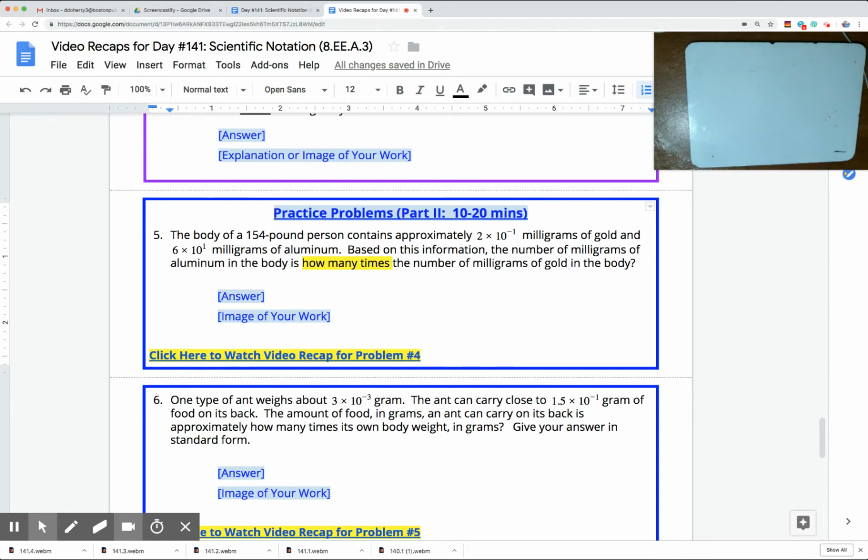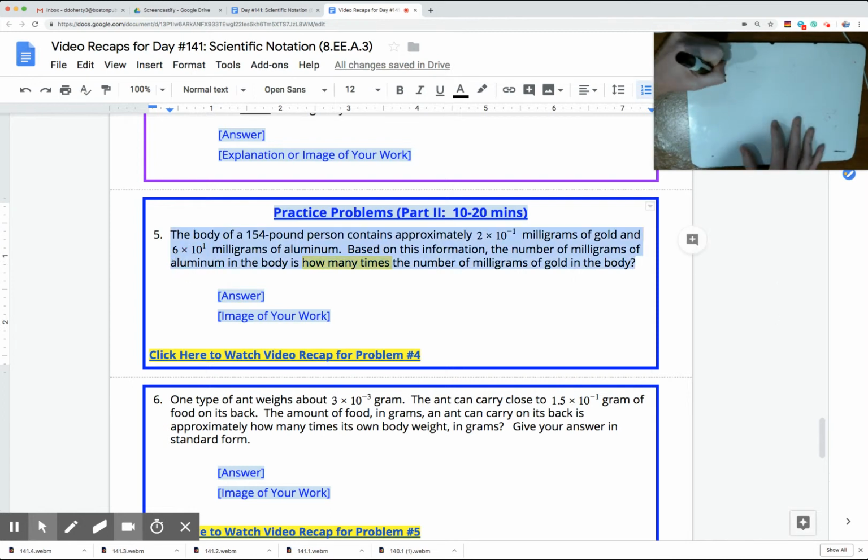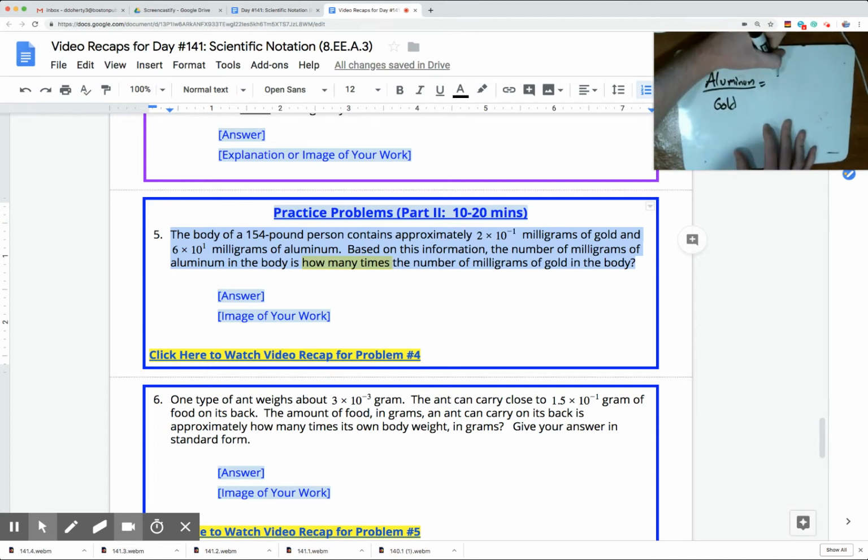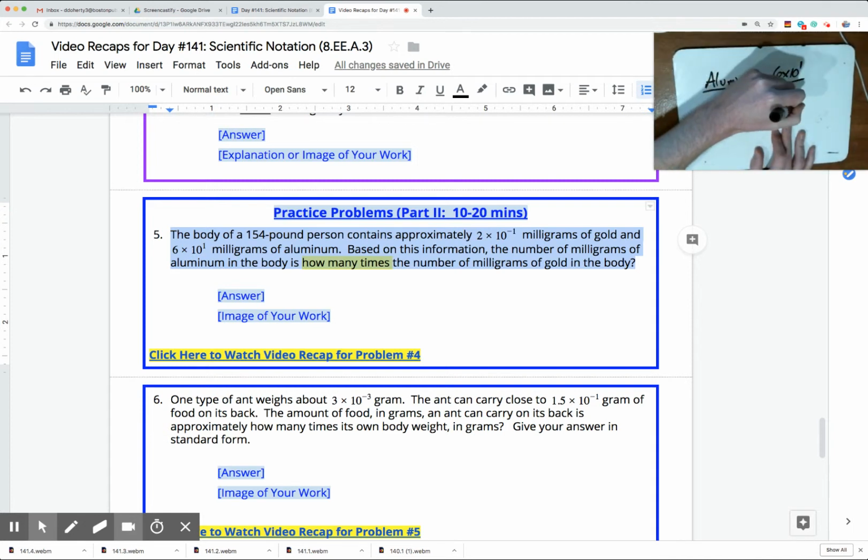Whenever we want to compare how many times larger one number is than the other, it's helpful to set up a ratio so we can compare the two numbers. In this case, aluminum is going to be on the top of our ratio, and on the bottom of our ratio is going to be gold. The aluminum number, 6 times 10 to the first, and the gold number is 2 times 10 to the negative first.